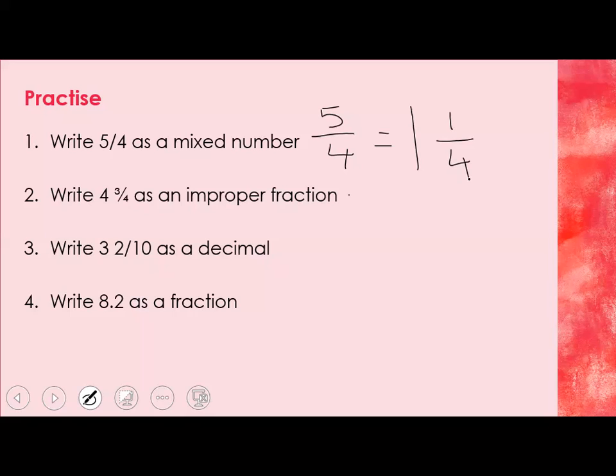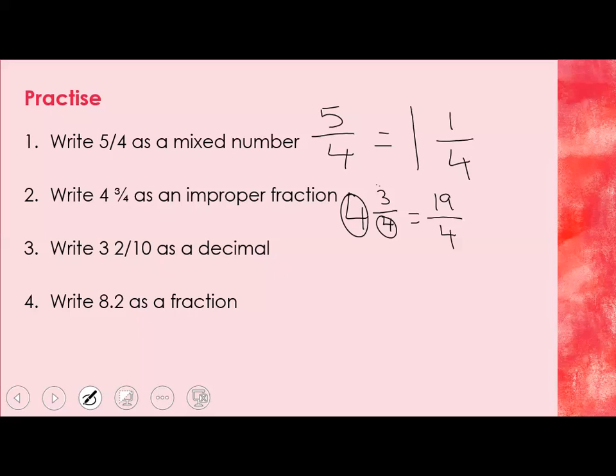Next, I'm going to write 4 3/4 as an improper fraction. So remember, the denominator always stays the same. I multiply the whole number by the denominator, which is 16, and add on the 3. 16 add 3 is 19. So well done if you got 19 quarters for that.